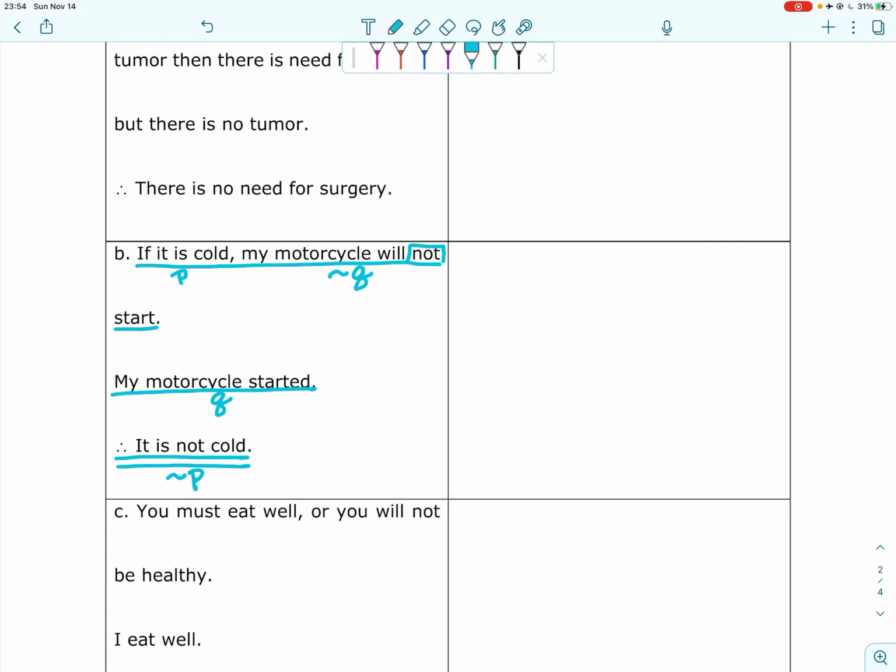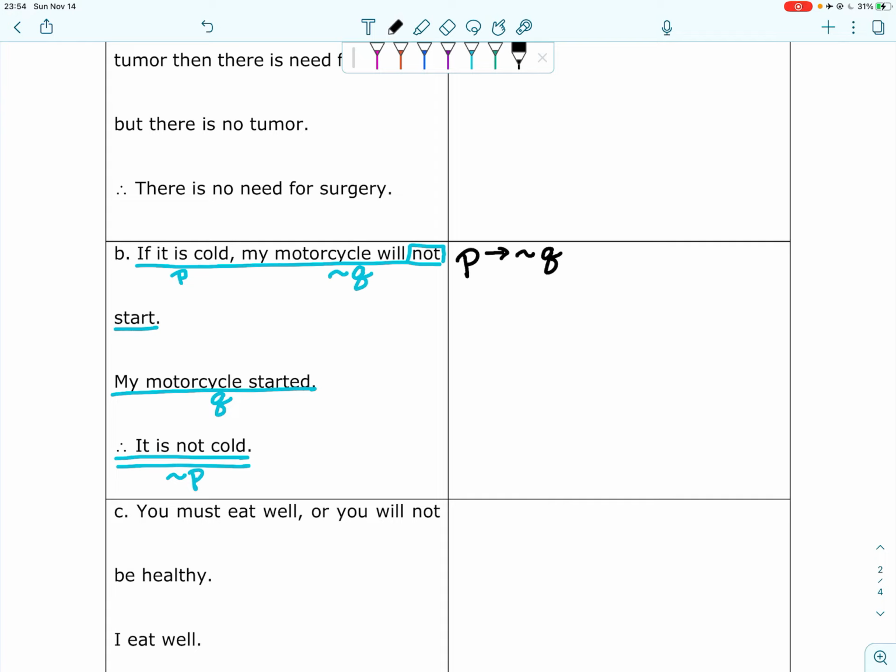So all I've done is determine what would be P and Q in what I've been given. Now over here on the right-hand side, I'm going to rewrite everything in this symbolic form. If it is cold, my motorcycle will not start. So I have an if-then statement: if it is cold, then my motorcycle will not start. So that's P, arrow, not Q.